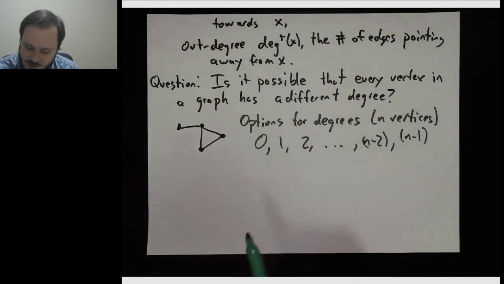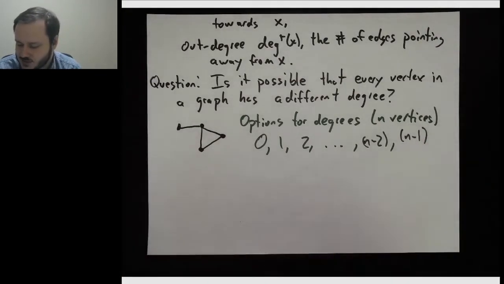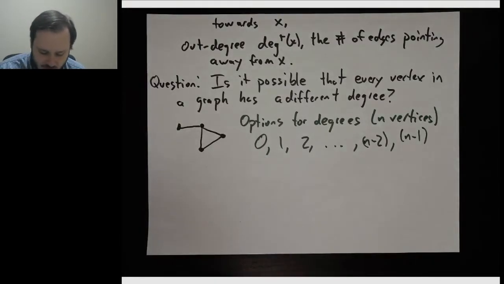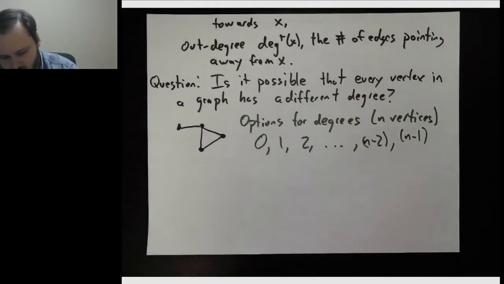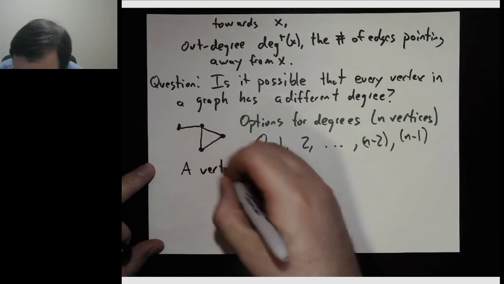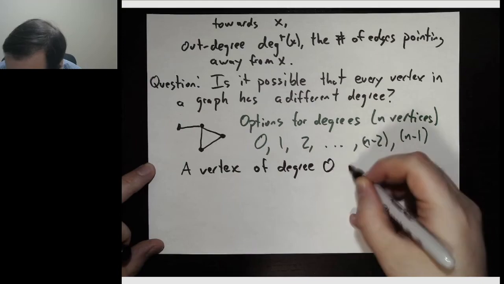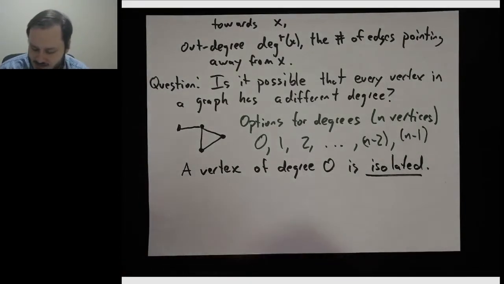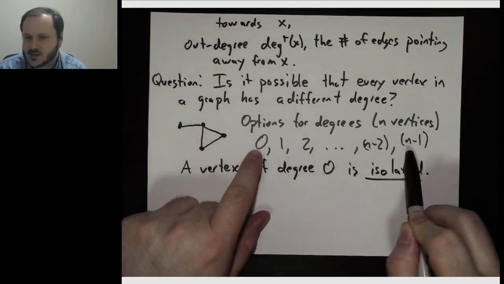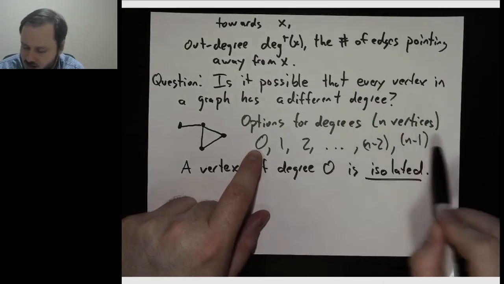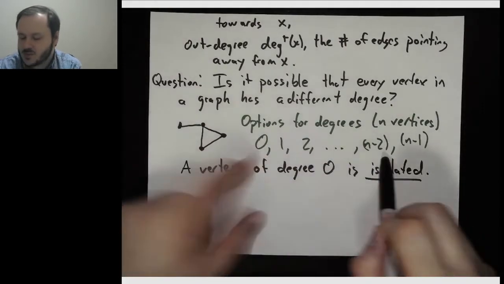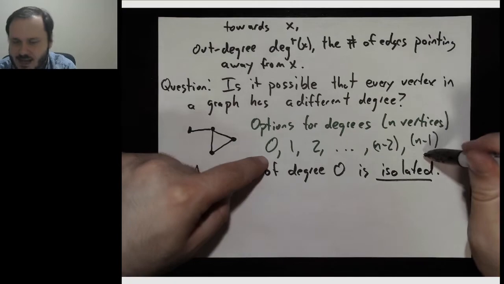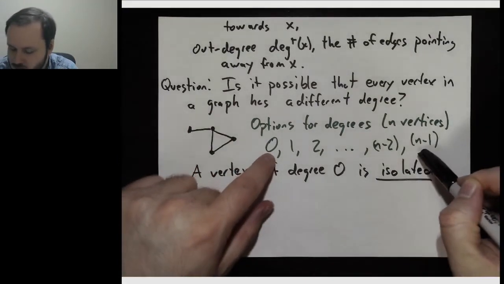Except, is it possible to have a vertex of degree 0 and a vertex of degree n minus 1 at the same time? What would that mean? A vertex of degree 0, we say, is isolated. If you have an isolated vertex that's not adjacent to anything, you can't also have a vertex of degree n minus 1. Because a vertex of degree n minus 1 has to be adjacent to everybody else in the graph. But a vertex of degree 0 is not adjacent to anyone in the graph. So you can't have somebody adjacent to nobody and somebody adjacent to everybody at the same time. So we can't have both of these in our graph.